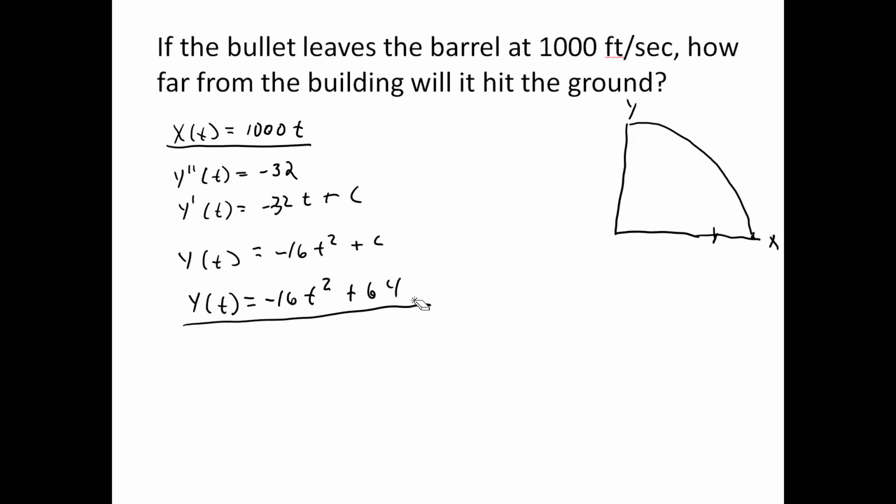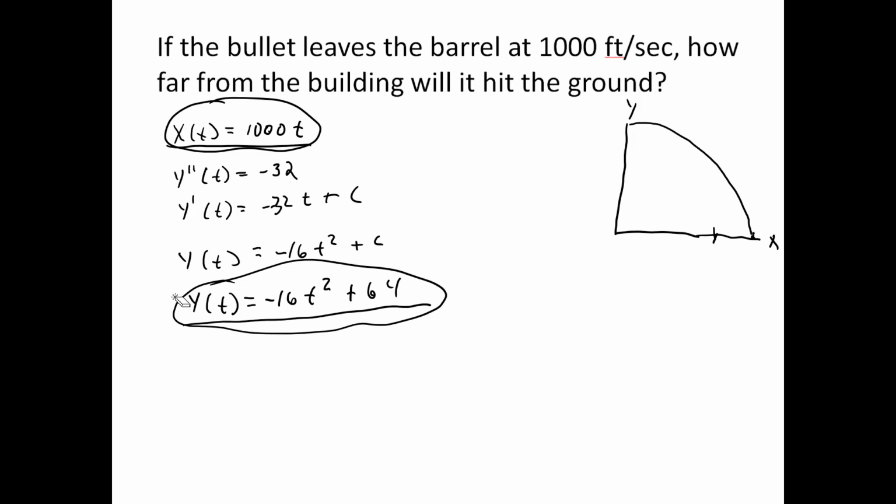But now at every particular time, we put the time into this formula, and that tells us how far over we've gone. We put the time into this formula, and that tells us how far up we are from the ground. And so then those two combine to give us an x and a y coordinate, a position of my particle, or of my bullet.